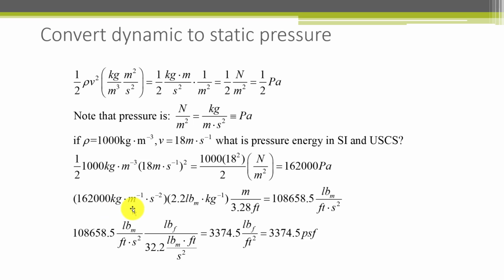Here we're going to convert to USCS units, so we just use the 2.2 conversion factor and the 3.28 feet per meter conversion factor. Multiplying it out, we get 108,658.5 pounds mass foot second squared. But note that this is pounds mass, and we don't want that. We know that we're talking about pressure, so that has to be pounds force. Again, we have to divide by the conversion between pounds force and pounds mass. When you do that, you get 3374.5 pounds force per square foot.